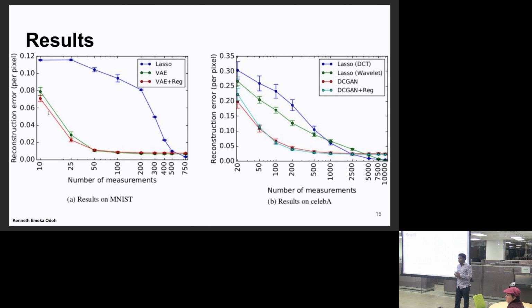So what I would be curious to know is how do these variational autoencoders or GANs behave with respect to sparsity as well? How many measurements do you actually need for a given level of sparsity to allow you to recover the signal?